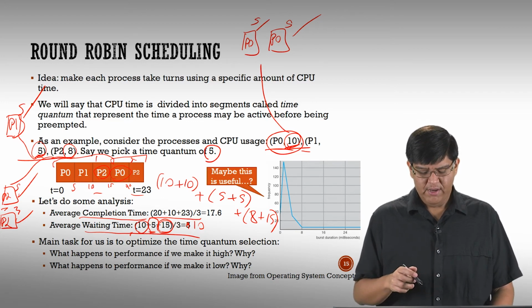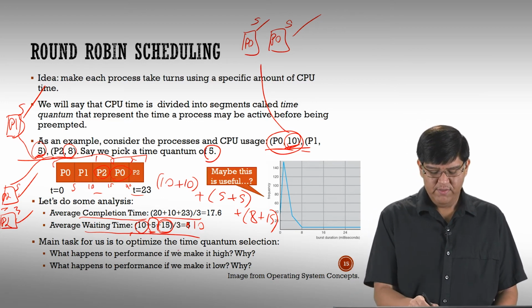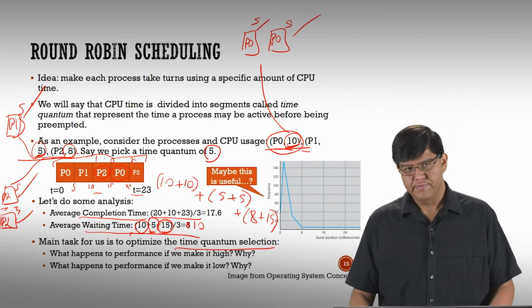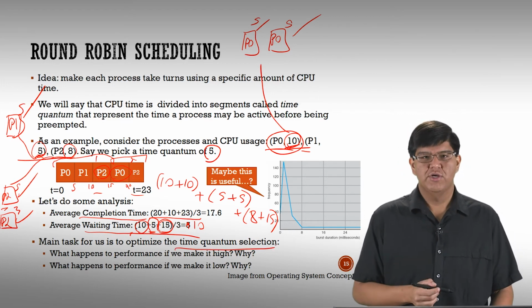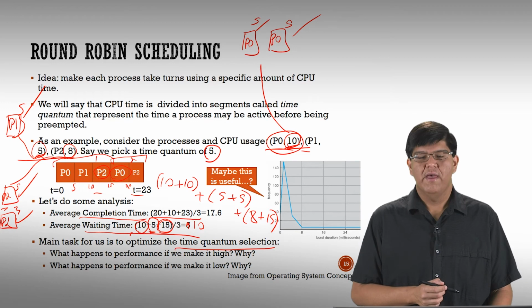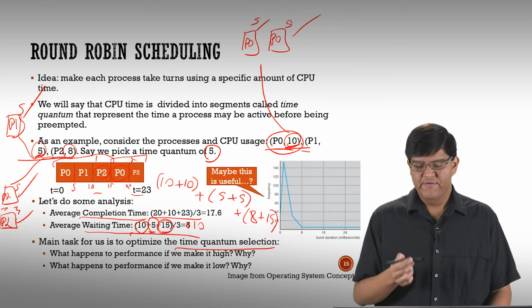One note here that we need to talk about as a final thing is the selection of the time quantum, or the time slice. Here, we just arbitrarily assumed it to be 5. How do we pick that? We have to be a little bit careful. I can do different things.